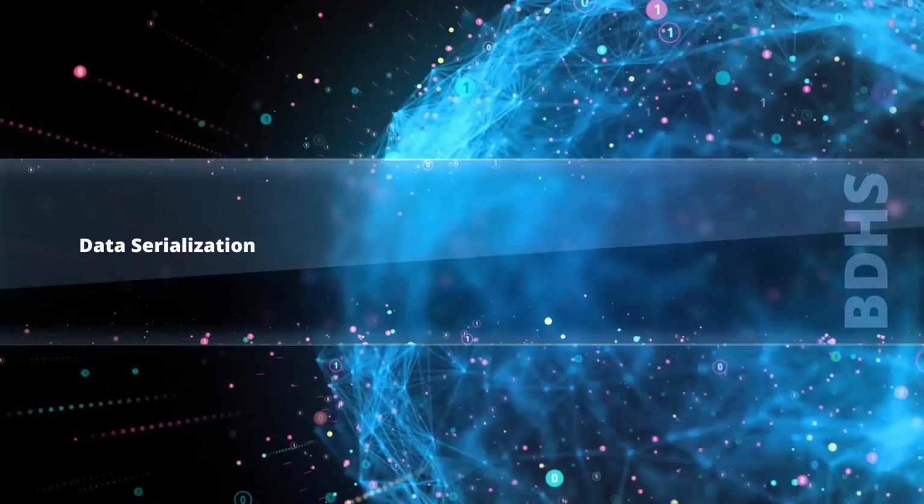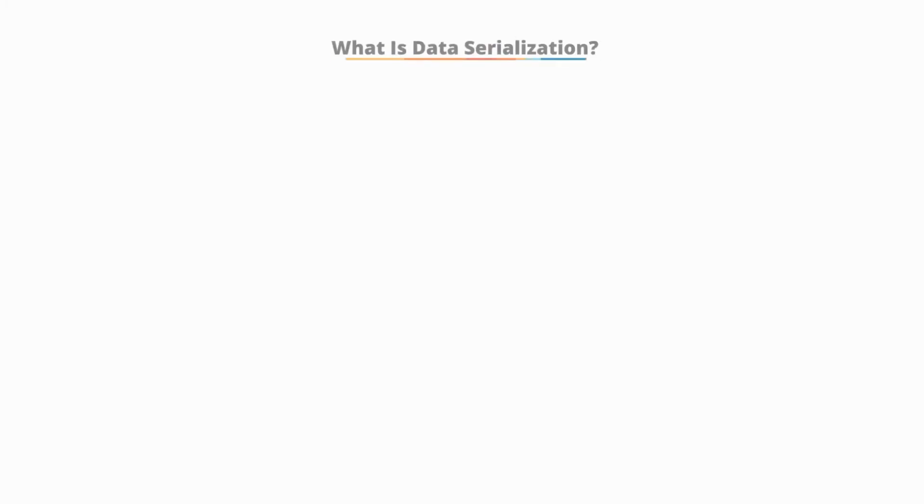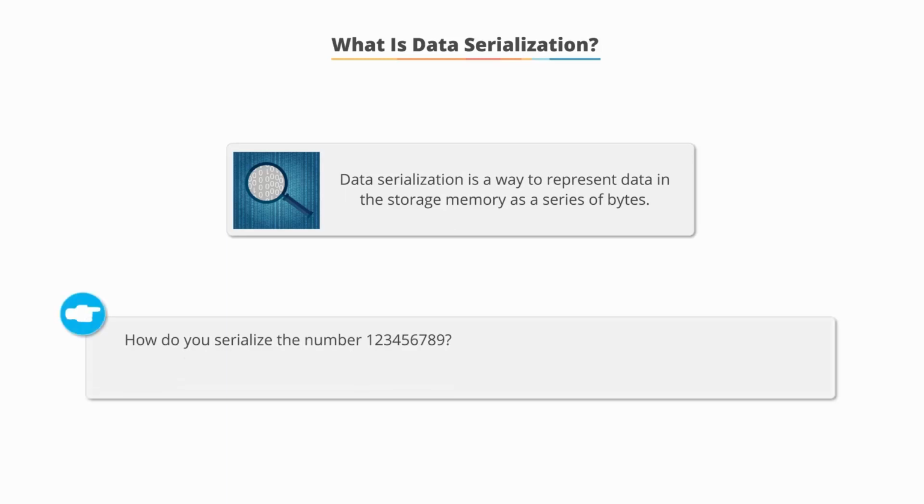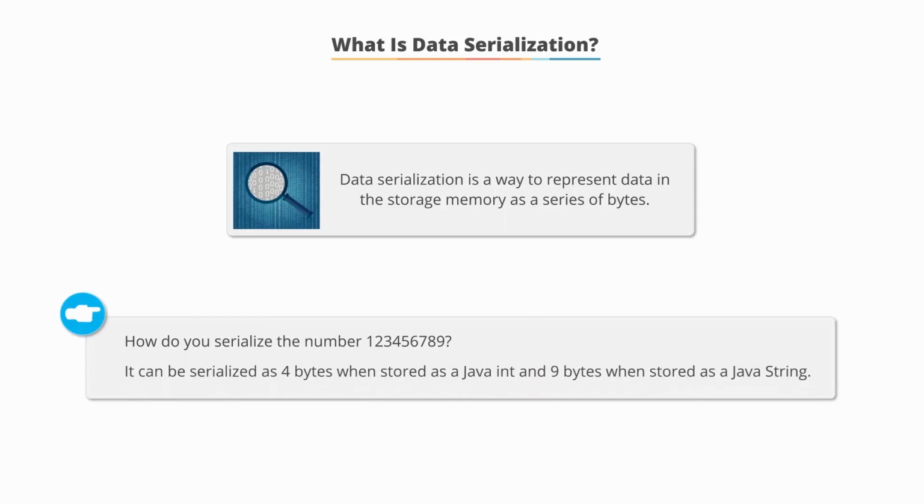Data serialization. Before we start learning about the Avro format, let's understand data serialization. Data serialization is a way to represent data in memory as a series of bytes. It allows you to save data to disk or send it across the network. For example, how do you serialize the number 123456789? Well, it can be serialized as 4 bytes when stored as a Java int and 9 bytes when stored as a Java string.